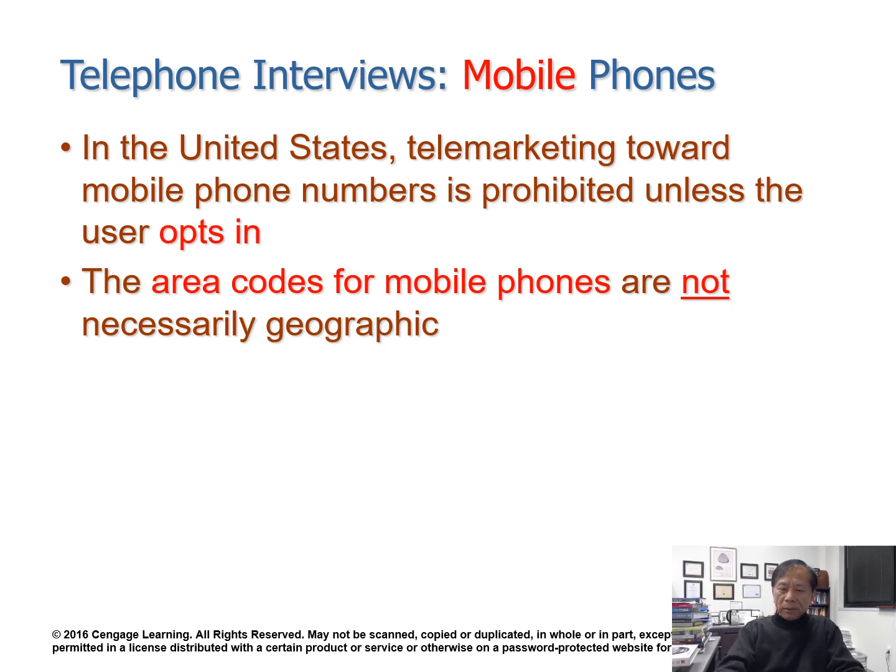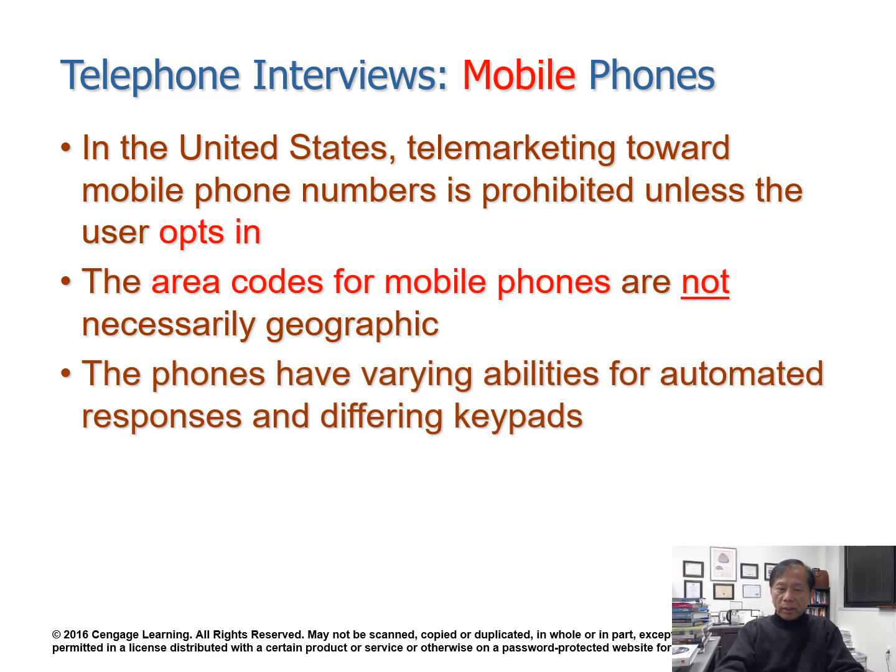Another thing is people nowadays move. They have the phones with them. The area code of a mobile phone does not necessarily give any geographic meaning. It used to be, if you have a number that says 917, you know it's from New York. Right? 770, you know it's from Atlanta. But not always the case nowadays. People have moved; they kept their old numbers.